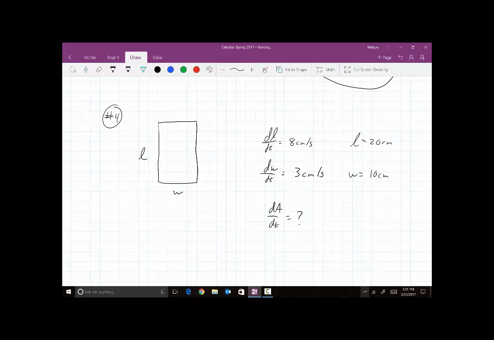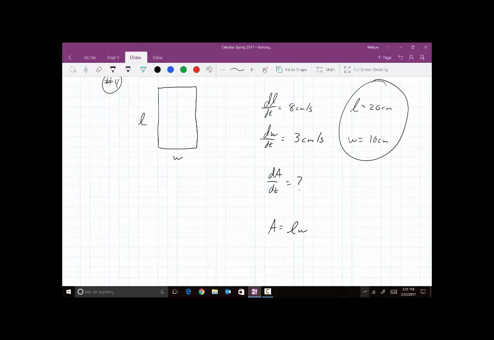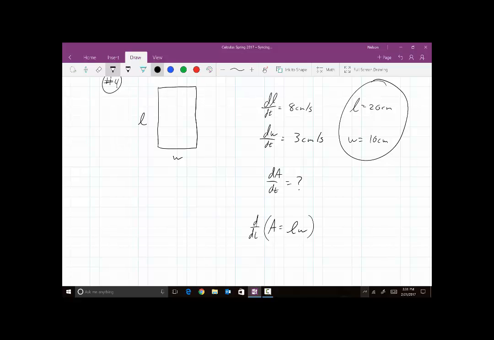Well, we've got to figure out a formula that's got L and W in it and A. We know one. Area is length times width. Well, then that means that we need to differentiate this with respect to t. And notice, differentiating with respect to t, not L, not W, with respect to t. So that means the chain rule applies to both. So I'm going to have to take the derivative with respect to t on both sides.